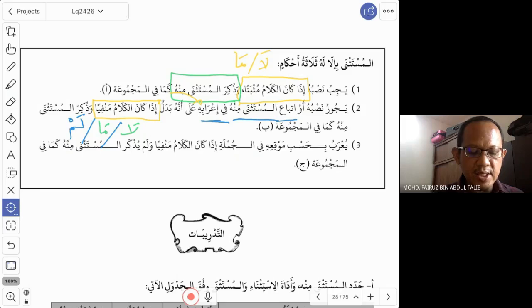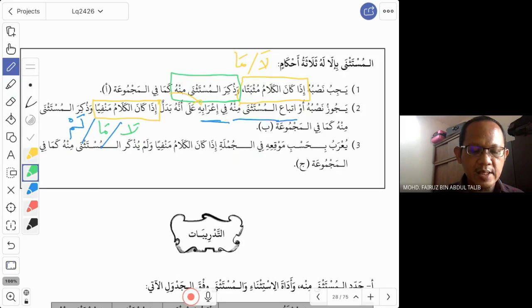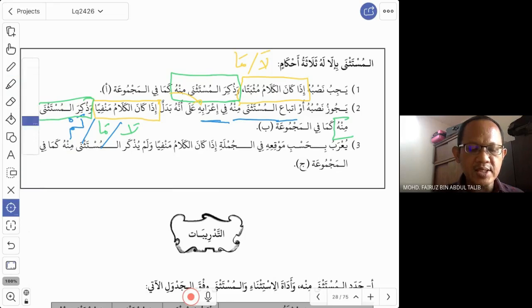And the second condition is wa dhukira al-mustasna minhu. And what about the mustasna minhu? Mustasna minhu is mentioned. So if you have these two conditions, the sentence is manfi, and then you check whether the mustasna minhu is available or not. If it is available, then what can you do? You can make it mansub, again referring to the mustasna, or you can follow the mustasna minhu in its i'rab. Okay, so this is for the majmu'ah ba.